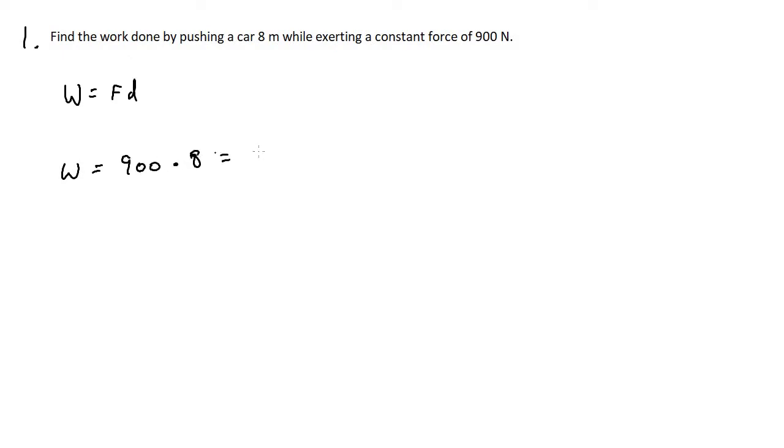And so the work being done is 7,200, and the unit for work can be newton meters, because notice we multiplied newtons and meters, which is equal to joules, so 7,200 joules. Another unit of work can also be foot-pounds. Keep in mind that you always have to have the units in newtons and meters, or feet with pounds. So you cannot have newtons with centimeters or newtons with inches. It must be newtons with meters, and the same thing goes with foot-pounds.